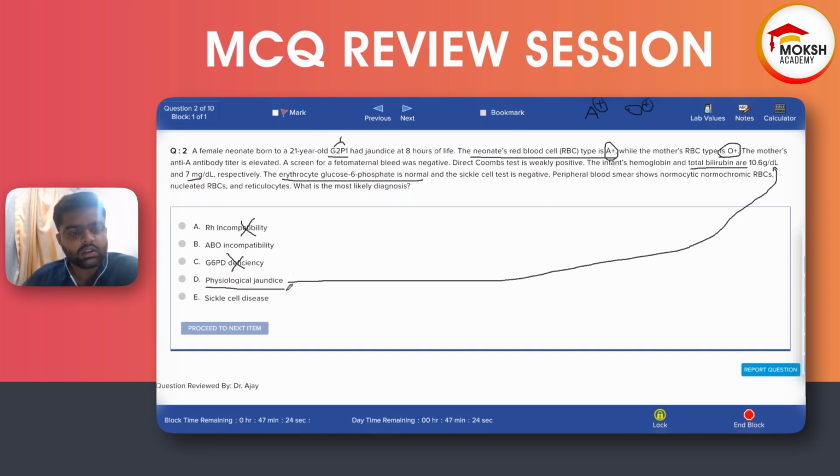And sickle cell usually presents after 6 months, because until then the fetal hemoglobin is working and it doesn't cause sickling. Okay, it usually presents after 6 months.